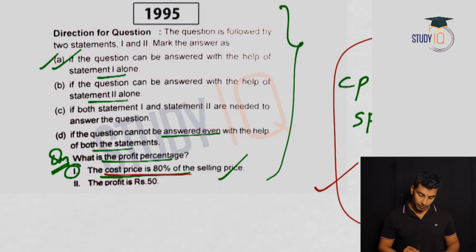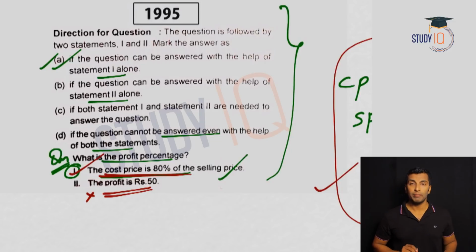The moment you see the statement, you understood. Cost price is 80% of the selling price. Obviously, I can calculate selling price is what percent more than the cost price. What percent more than is what you mean by profit percentage. Okay, so 1 is enough. Don't even bother about 2. And anyway, 2 is not going to help you.